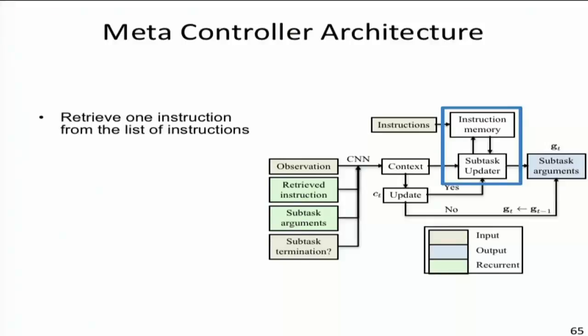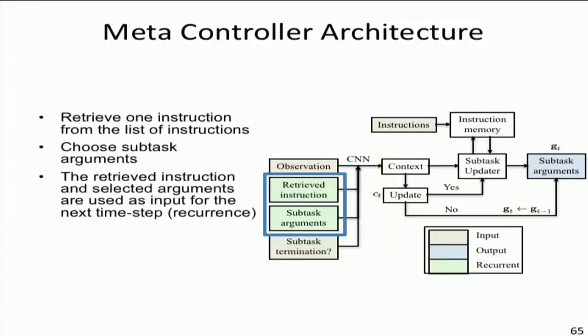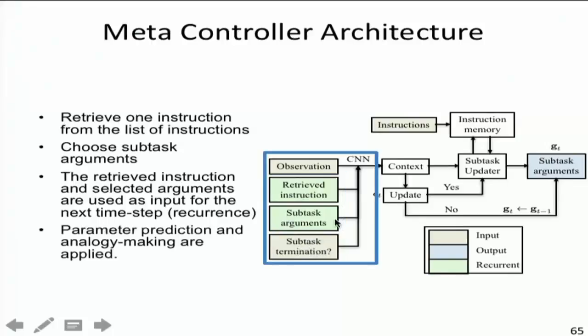More specifically, it will take the instruction from this memory, and then it will also choose the subtask argument. It has the previous context on the retrieved instruction and the previous subtask arguments, and takes all this information to decide what new command to issue to the subtask controller.